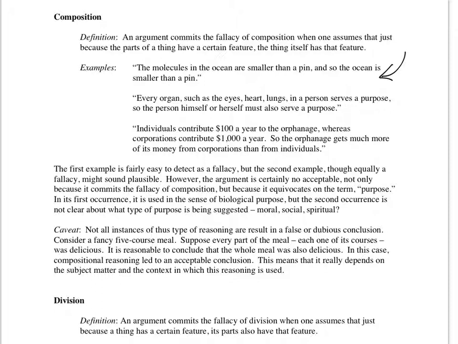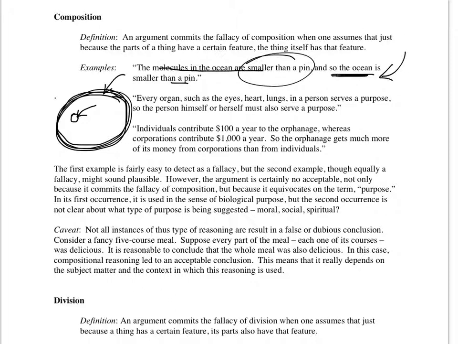So let's just go with this first example. The reasoning goes like this: the molecules in the ocean are smaller than a pin. So the whole ocean is smaller than a pin. Basically, you're saying that what is true of a part of an entire whole also applies to the whole. And even though individual water molecules are really small, smaller than a pin, surely it doesn't follow that an entire ocean, which is basically a huge set of molecules of water, is smaller than a pin.